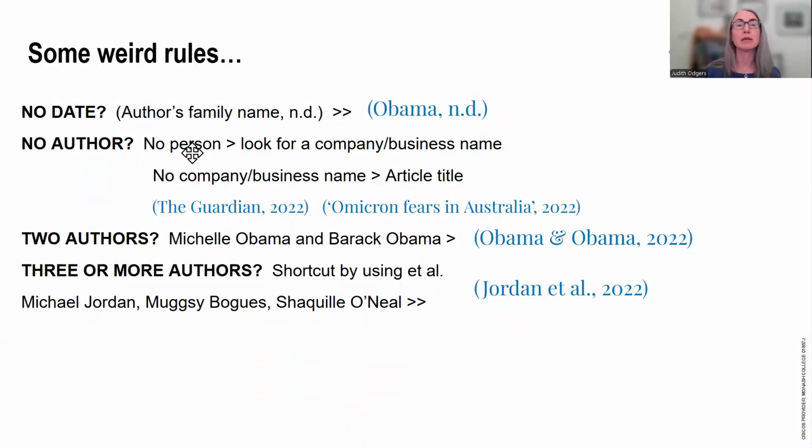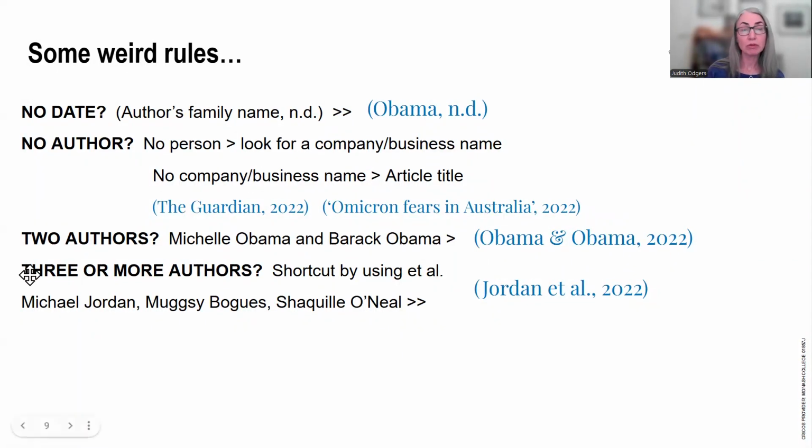Sometimes we can't find the name of a person or a business, and in that case, we would use the article title. Omicron fears in Australia is the title of the article. If there are two authors, we use the family name of each author. For example, if Michelle Obama and Barack Obama wrote an article together, the citation would look like this.